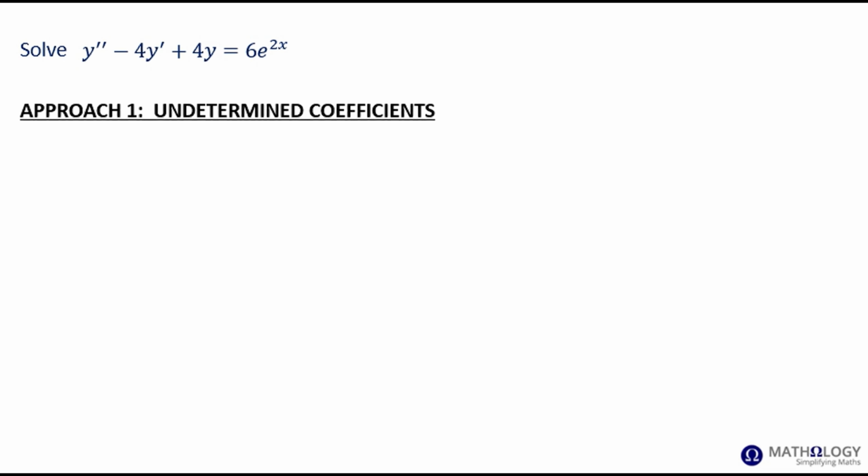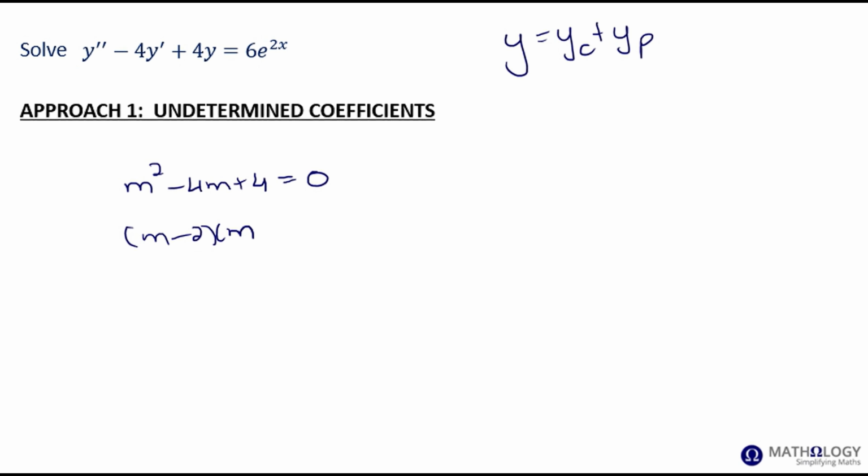Okay, so starting with the method of undetermined coefficients, the first thing we're going to do is establish the auxiliary solution and find the solution to the homogeneous differential equation, which is the complementary solution. The general solution will be the sum of the complementary solution and the particular solution. So the first thing we do is establish the auxiliary equation, which is m squared minus 4m plus 4 equals 0. So (m minus 2)(m minus 2) equals 0.